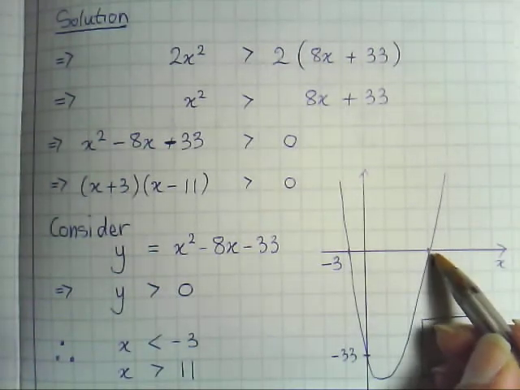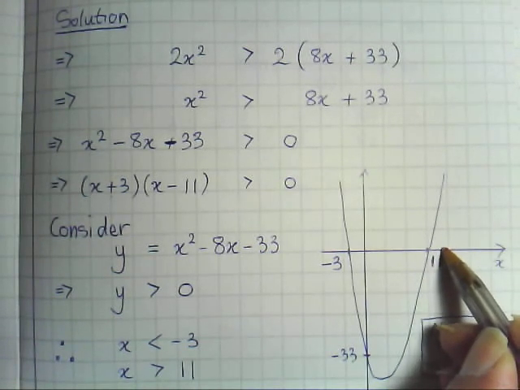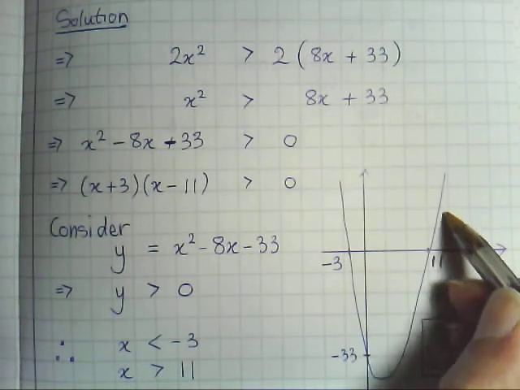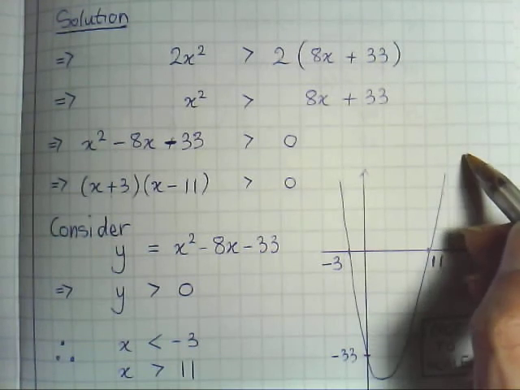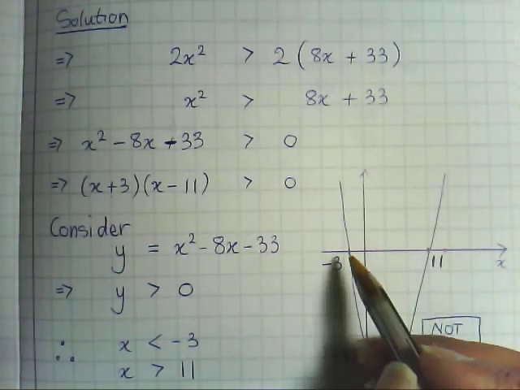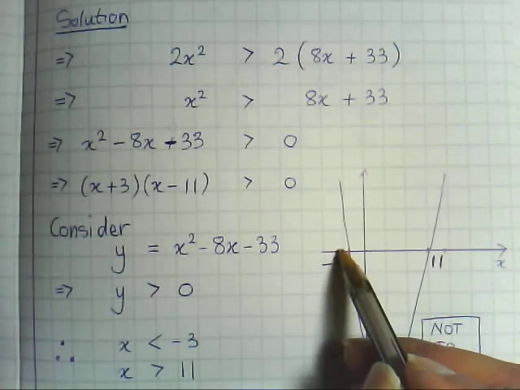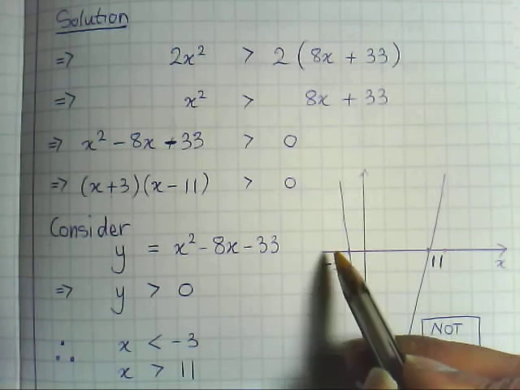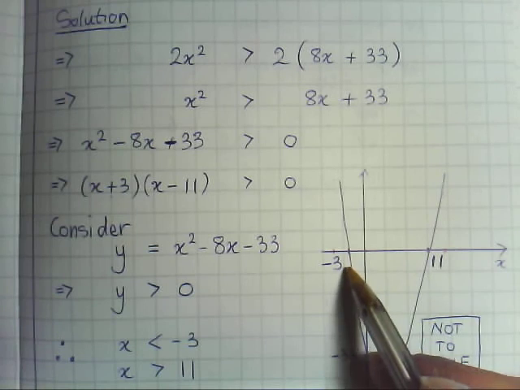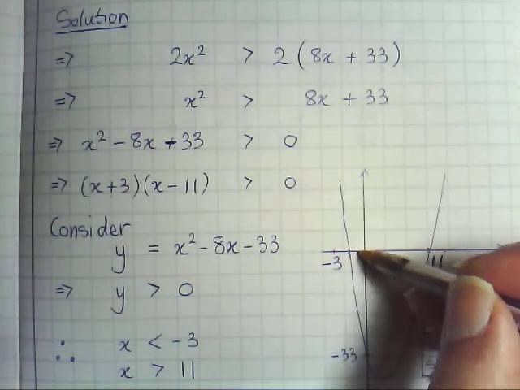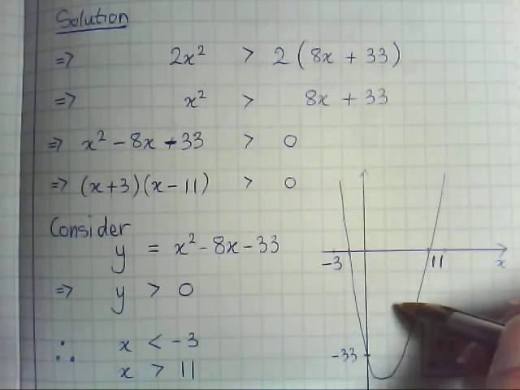So if we look at any value beyond 11 on the x-axis, let's say 12, just there, then we notice that we get a positive y value. If we looked at 13, we'd get another positive y value, and so on. Similarly, if we look at x values less than minus 3, for example, negative 4, then we would still get a positive y value. All the values between negative 3 and 11 will give you negative y values. So we're not interested in that region there.